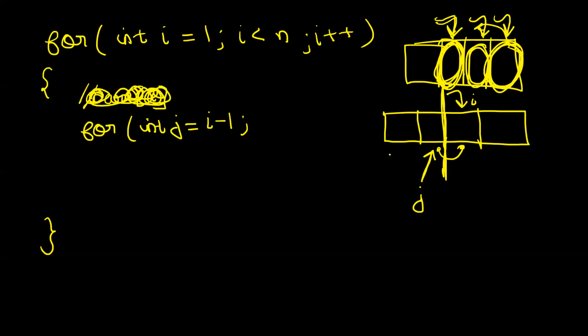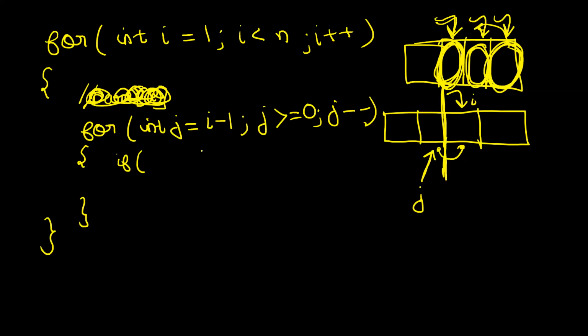So till where should j come? Till index number 0, right? J should not go to minus 1, okay? So j greater than equal to 0. And then I will say j minus minus. Now what do I do? I check if what two elements do I compare, guys? Can you help me? What two elements do I compare?